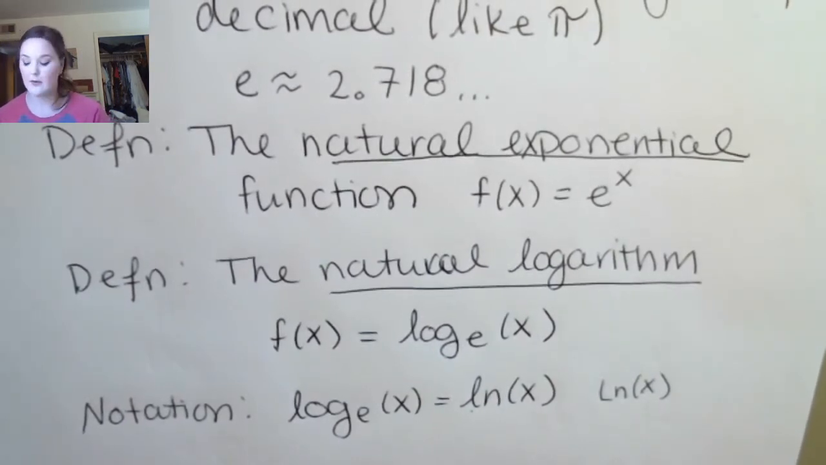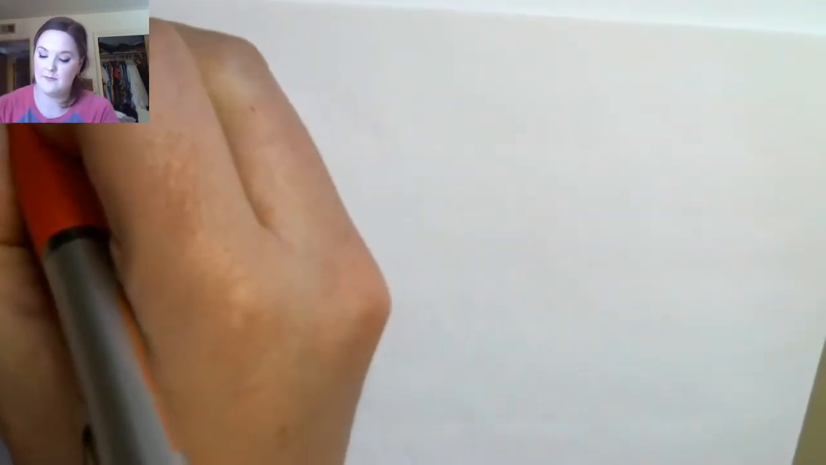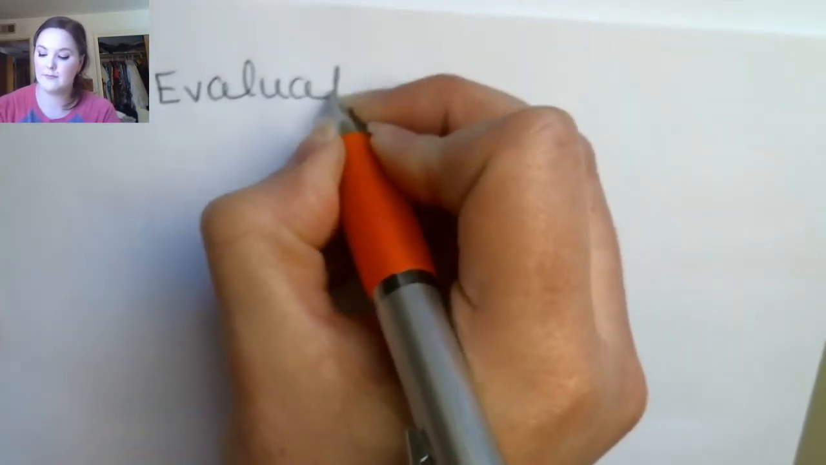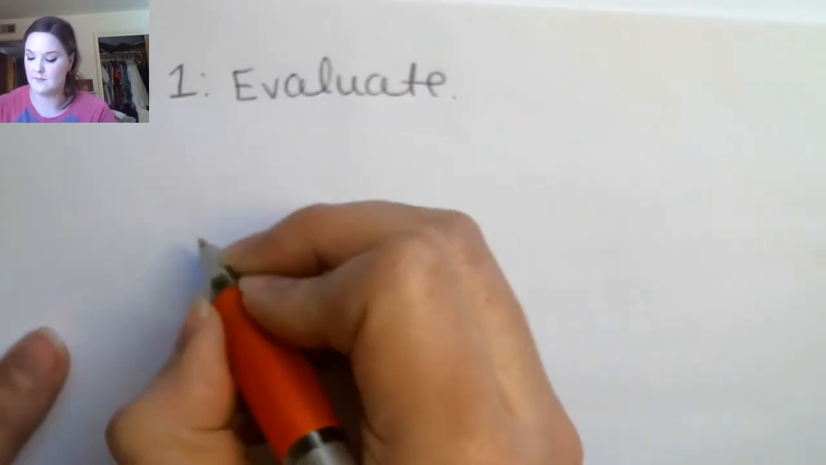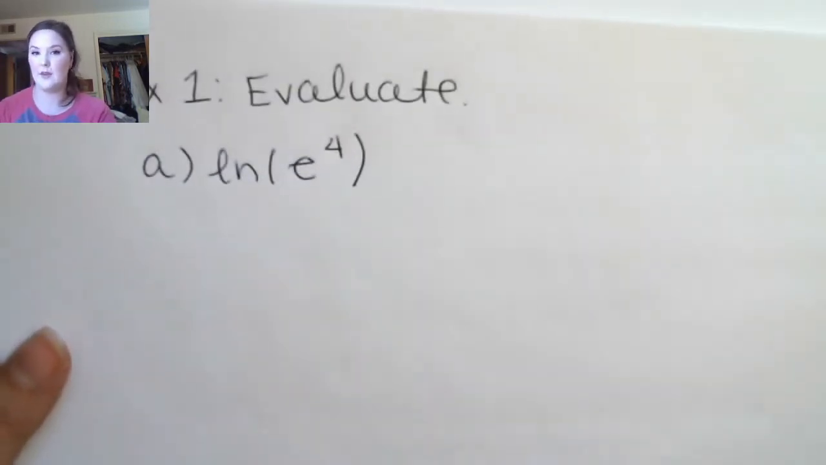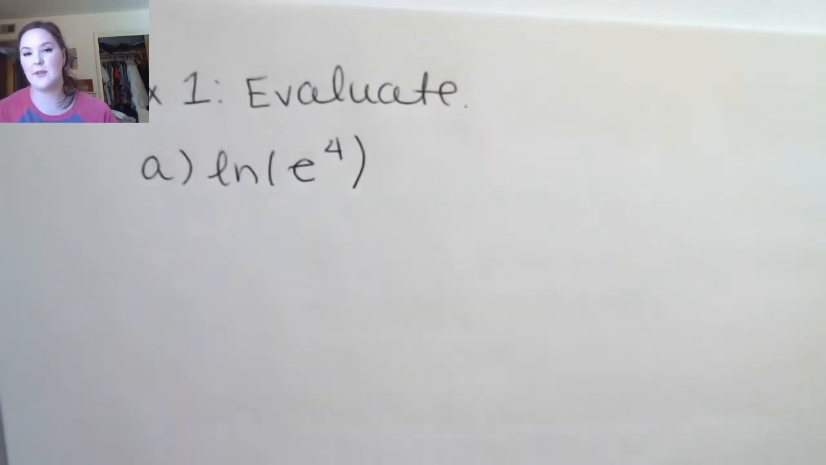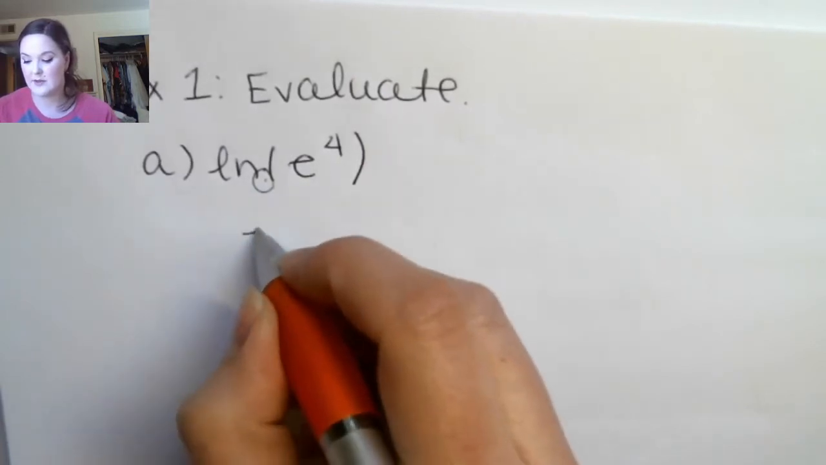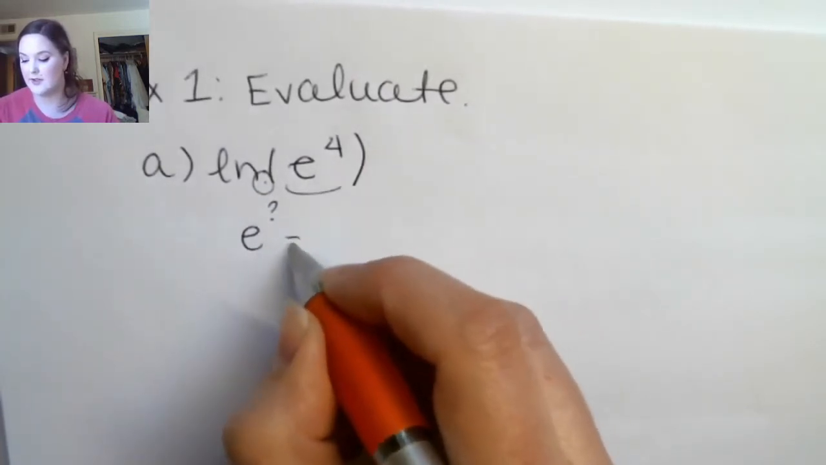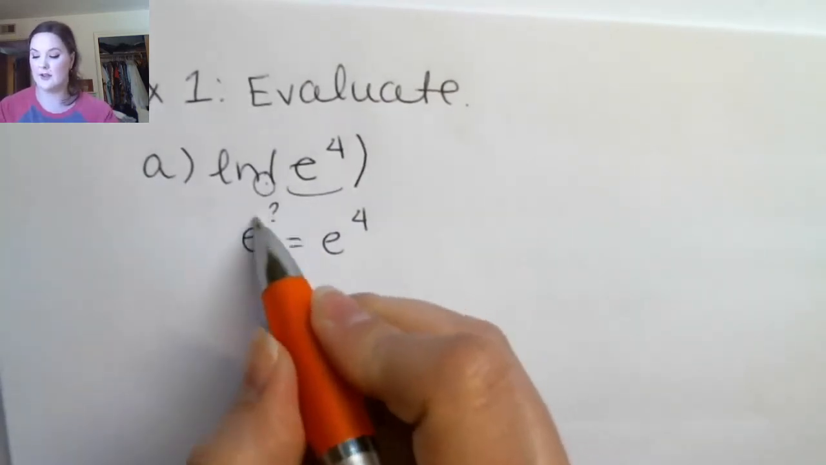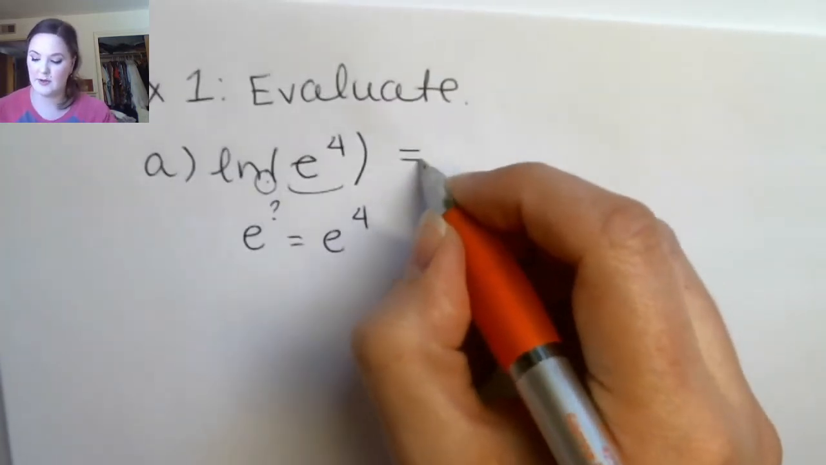All right, so let's do an example of evaluating some of these logs. Remember when you're asked to evaluate this, you're trying to figure out what exponent of the base, so the base here is E, is equal to this number. When you think about it like that, you can see that the number that would go here is 4. So that's why we're going to put 4.